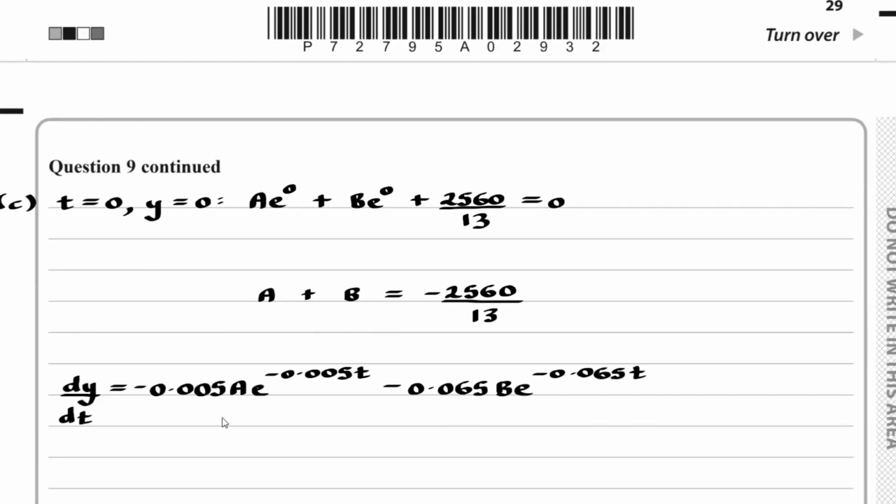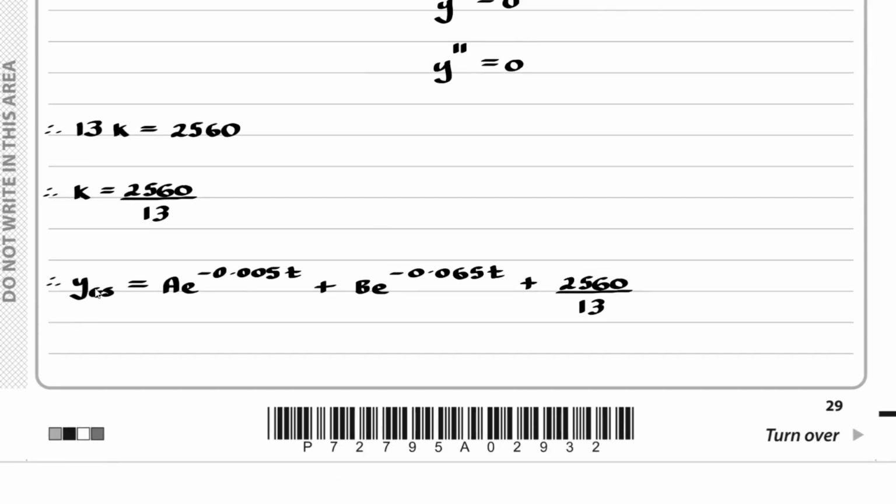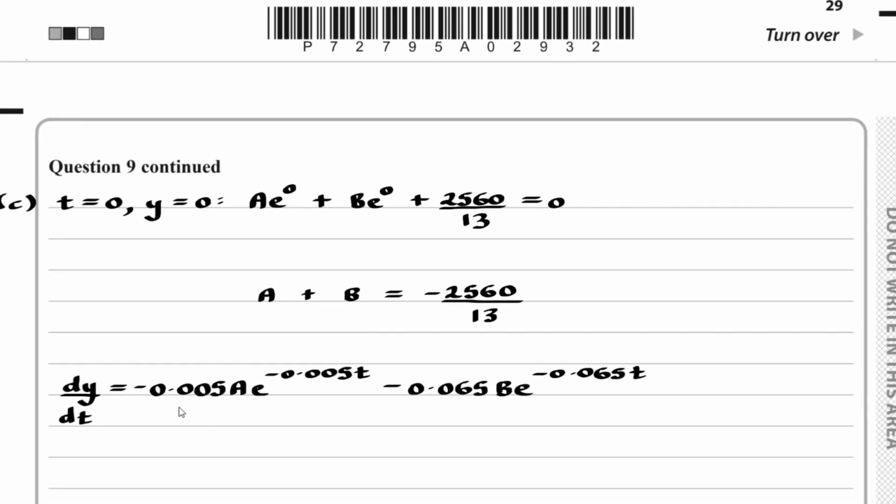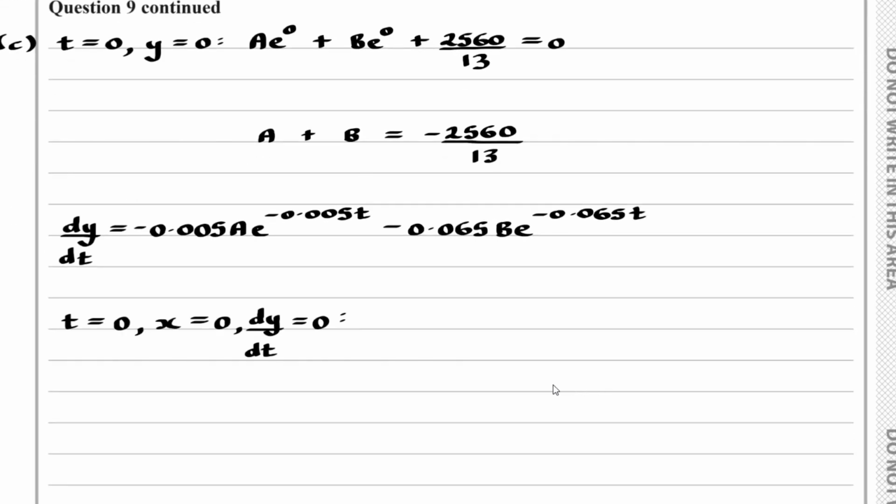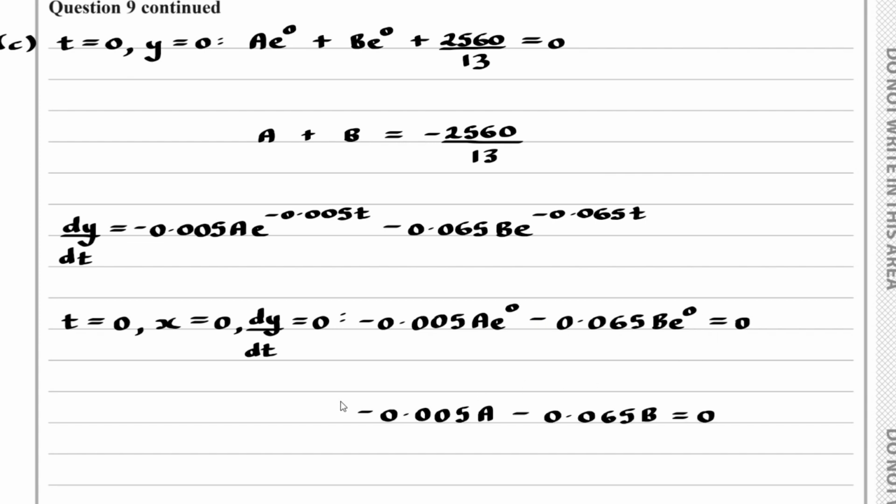We also have the other condition. Well, we've got dy over dt. If I differentiate this, I end up with minus 0.005 ae to the minus 0.005t, minus 0.065 be to the minus 0.065t. And if I use the condition t equals 0, x equals 0, and dy over dt equals 0, setting this equal to 0, we end up with minus 0.005 ae to the 0, subtract 0.065 be to the 0, which means we've got minus 0.005 a minus 0.065 b equals 0.